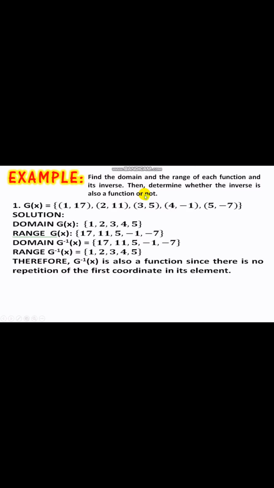For example, ang function mo ay g of x: (1, 17), (2, 11), (3, 5), (4, -1), (5, -7), ay nakikita ninyo. So, ano yung domain niyan? Ang domain, of course, yung first set of values: 1, 2, 3, 4, at saka 5. Ano naman ang range ng function na ito? Yung second set of values: 17, 11, 5, negative 1, at saka negative 7.